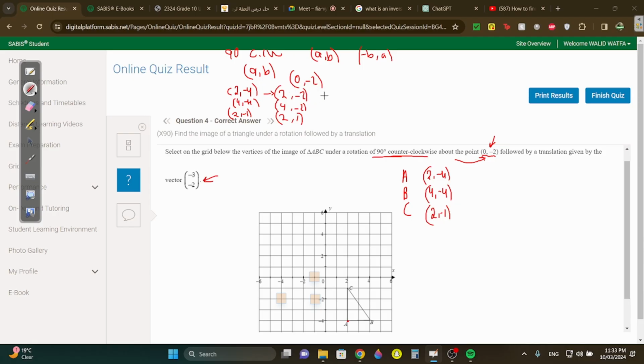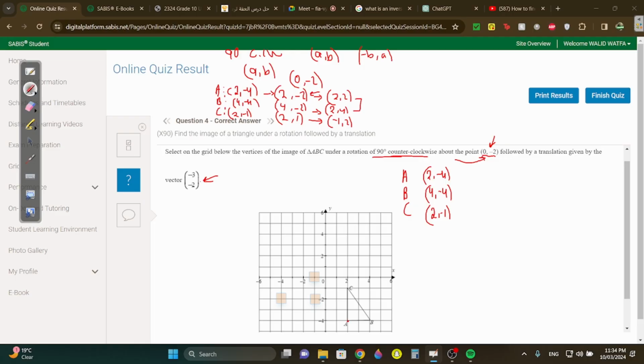Okay, so let's start with point A. This is our A, B. A, B becomes minus B, A. So it's going to become 2, 2. This is going to become 2, 4. And this is going to become negative 1, 2. Because A, B becomes minus B, A. So this becomes positive and this goes there. Okay.